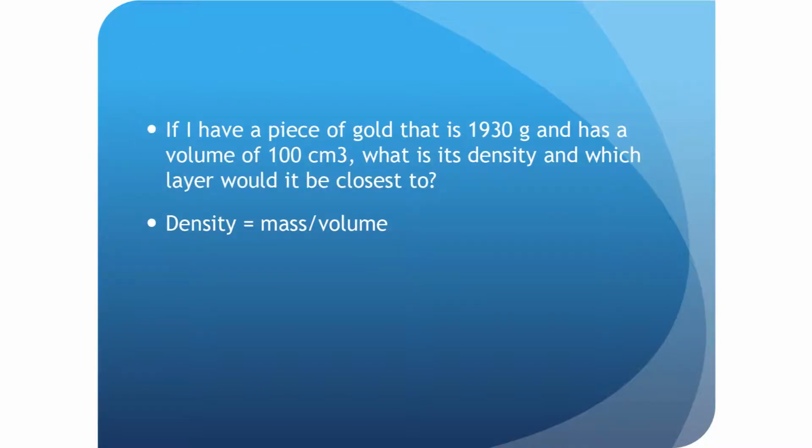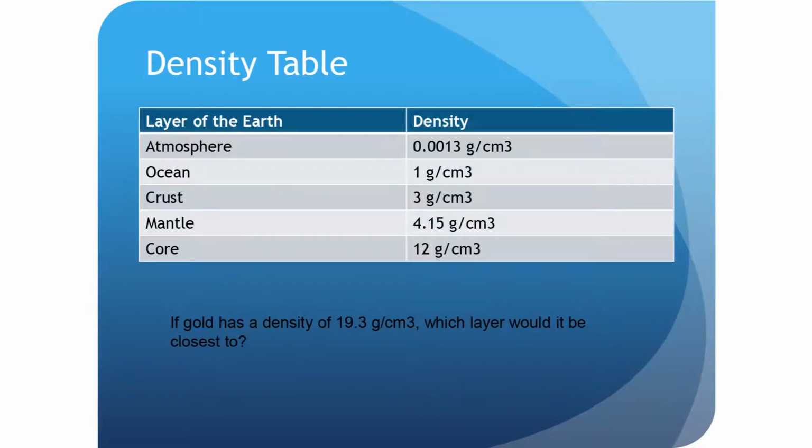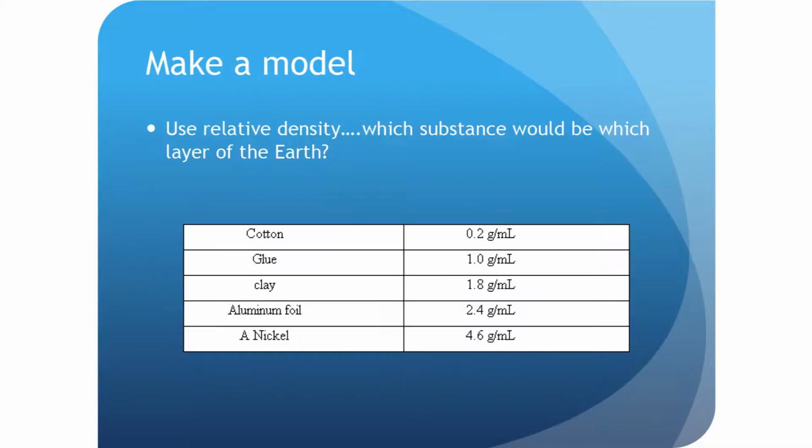So if I have a mass of 1,930 grams and a volume of 100 cubic centimeters, I set it up 1,930 divided by 100, which gives me a density of 19.3 grams per cubic centimeter. So that's my first half. The second half, let's go back to the table. I need to find which layer either includes or is closest to the density of 19.3. And based on my chart, that would be the core. It has the largest, so it would be closest to the core.